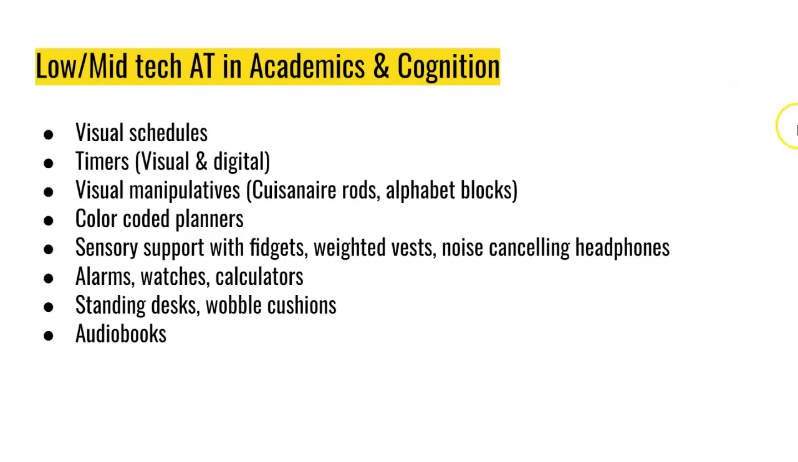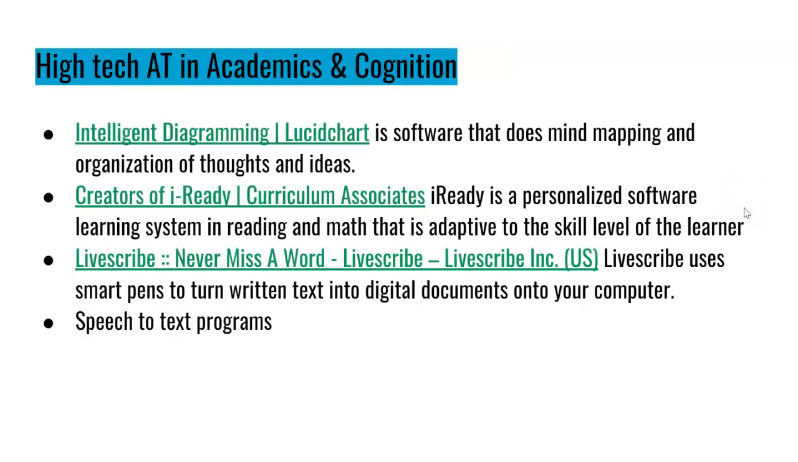As you can see, a wide variety of support in AT Tech can help with various executive functioning and movement and sensory issues that children with autism face. High-tech AT and academic and cognition.